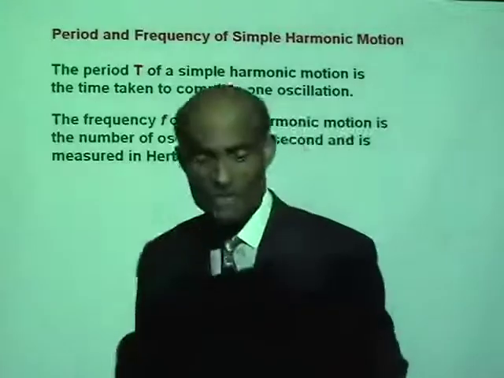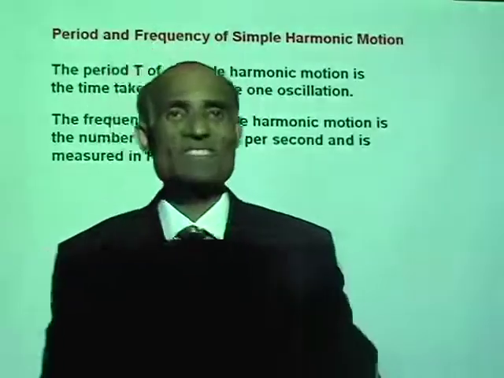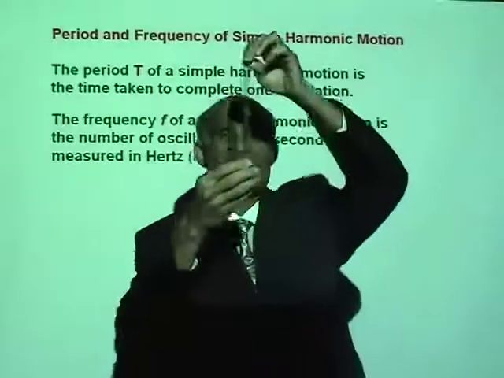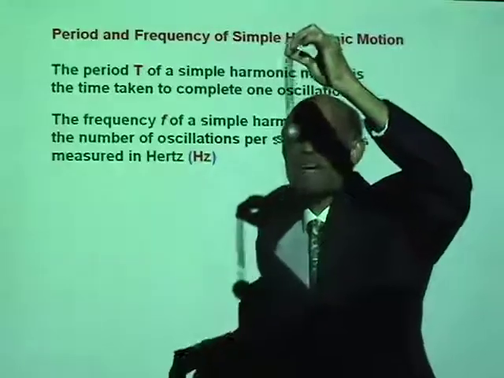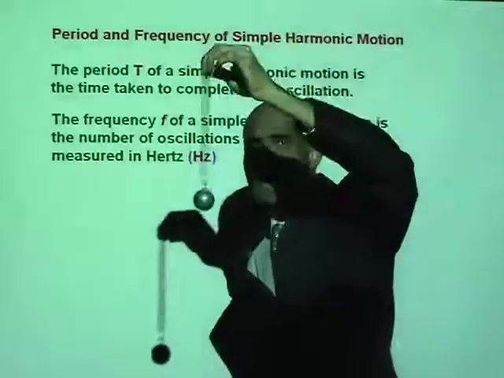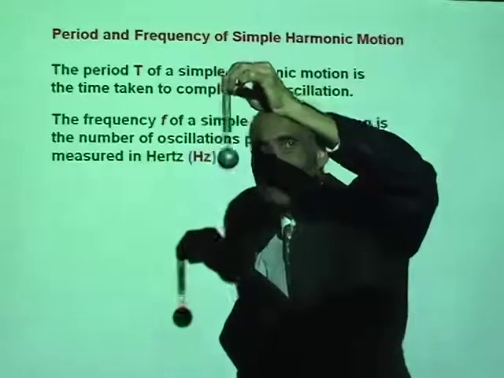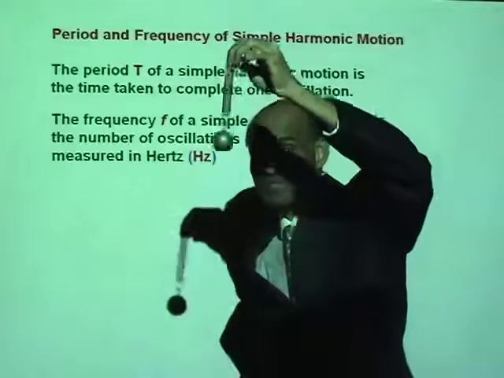And what is frequency? Frequency is the number of oscillations per second. How many times the object moves up and down. Can you make a guess? How many times is this object moving up and down a second? Well, you can actually measure it.